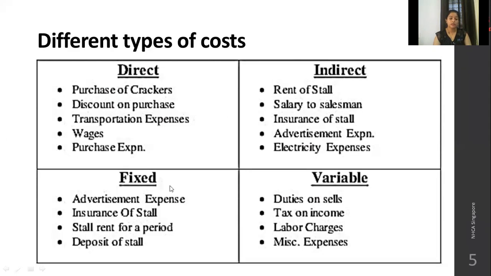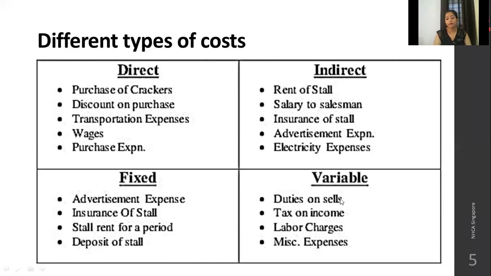In fixed cost, it is the advertisement. It is fixed. The insurance which you pay for your machineries, or the health insurance or ESI, what you are paying for your staff. Okay, the deposit amount for the warehouse. So these all come under the fixed cost.